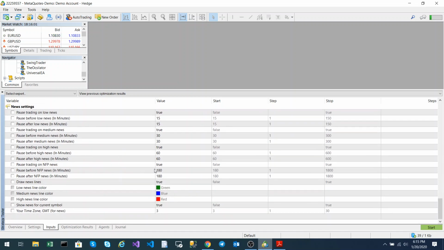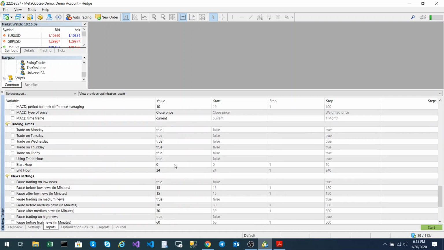And I've also added a news filter to this, so you could trade on news or stop the algo if you don't want to trade during news.